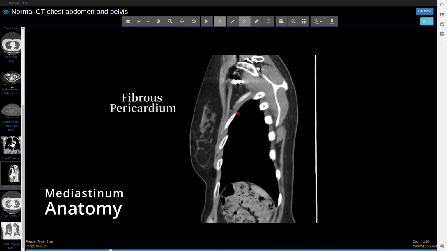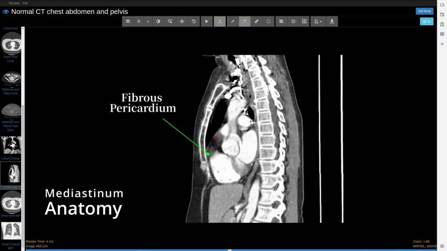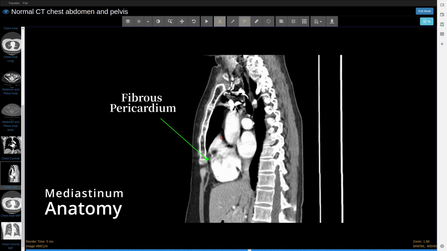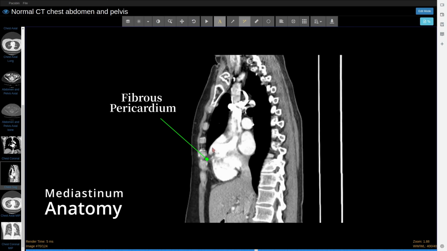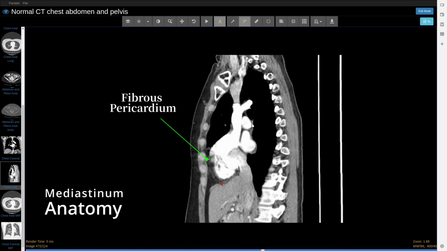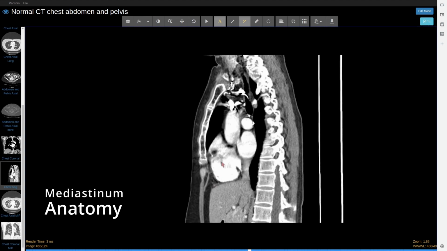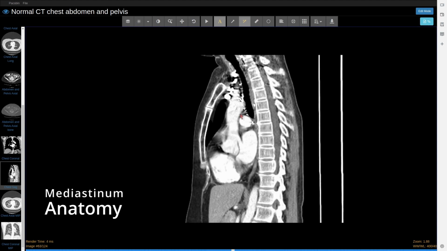We can see that better here on the sagittal images. So the fibrous pericardium is a sac that surrounds the heart, with the fibrous component being the outermost layer visible on the CT scan right there. It inserts into the diaphragm inferiorly and extends to the level of the root of the great vessels superiorly.